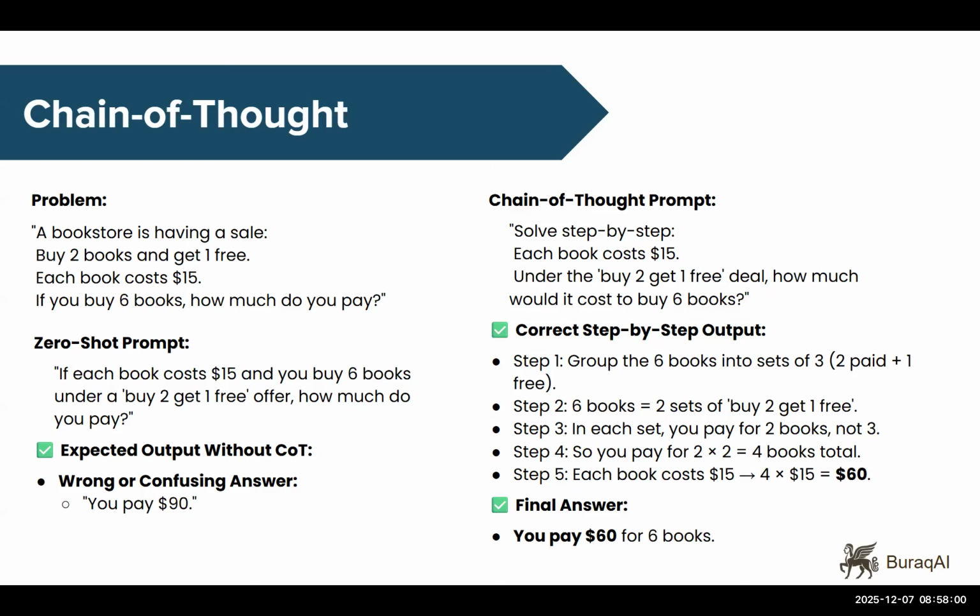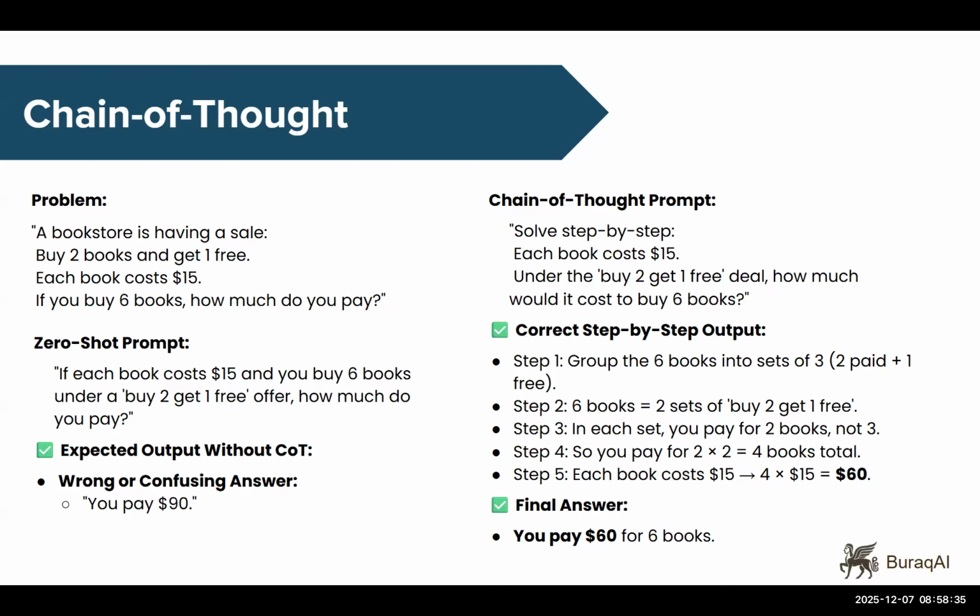Now, if you have, it looks like 2 books, one free, each book costs $15. You buy 6 books, right? So in a zero shot prompt, it would straight away say 6 books, $15, and then you say 2 books get 1 free. It will ignore that as additional information, and it will give you 90. But when you ask it to do a chain of thought prompt, under the buy 2 get 1 free deal, it will split 6 books into sets of 3 and do all the step by step. So the answer is 60.